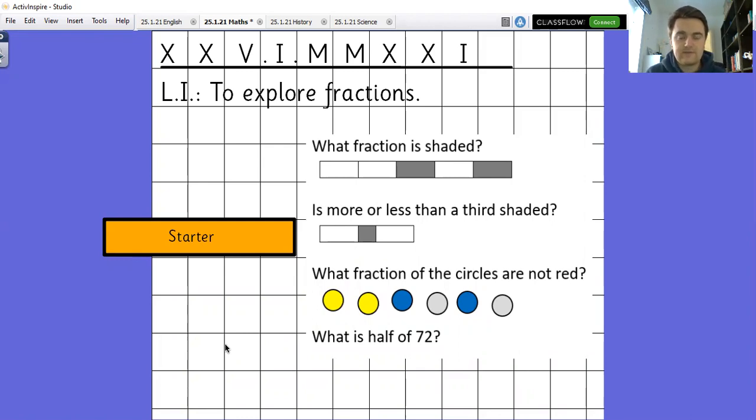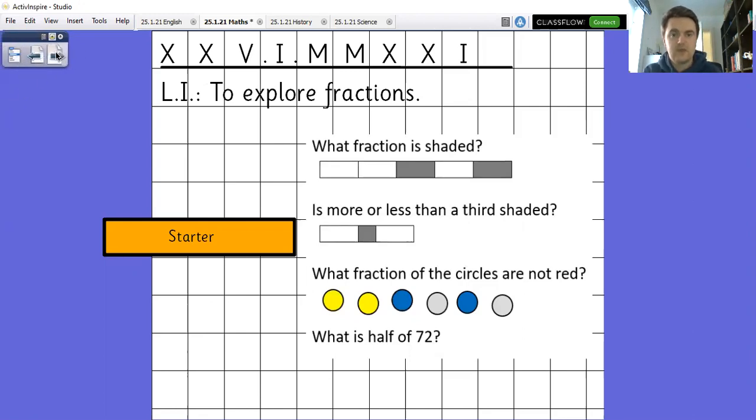I want you to look at that top one and have a think about what fraction of that shape is shaded. The second one is, is more or less than a third shaded? The third one's a bit of a strange one, but what fraction of the circles are not red? And then the fourth one, what is half of 72? They all have something to do with fractions as their answers.